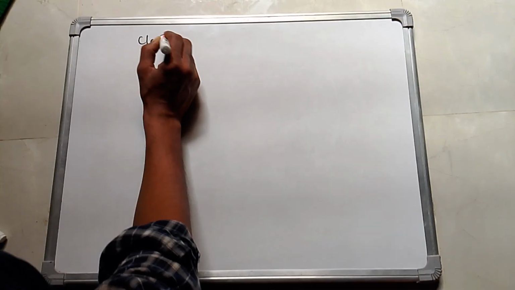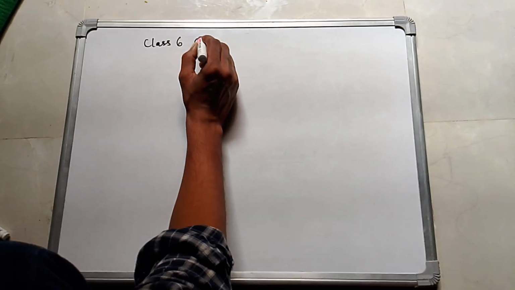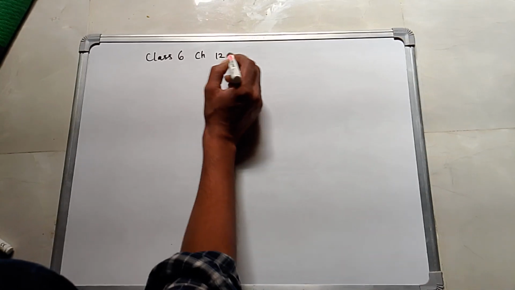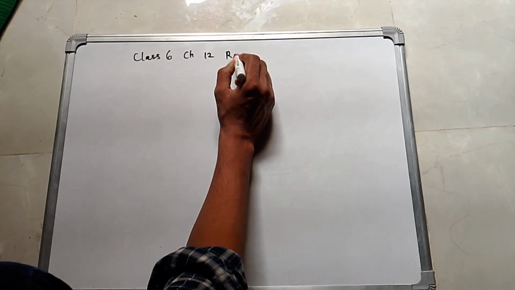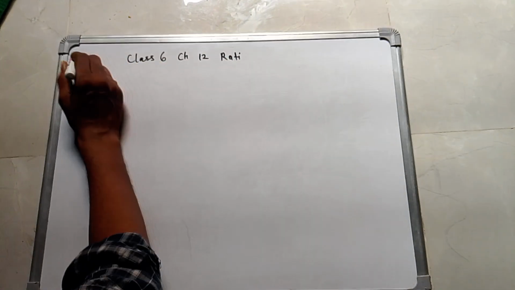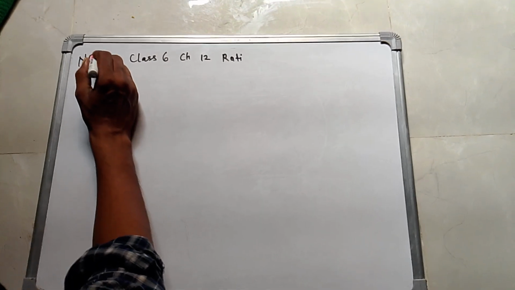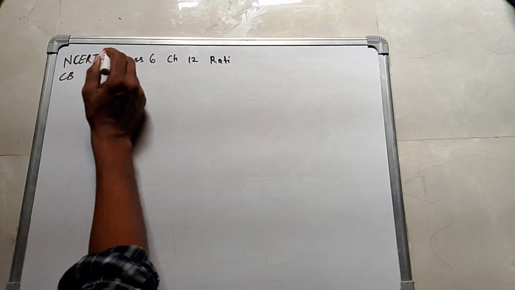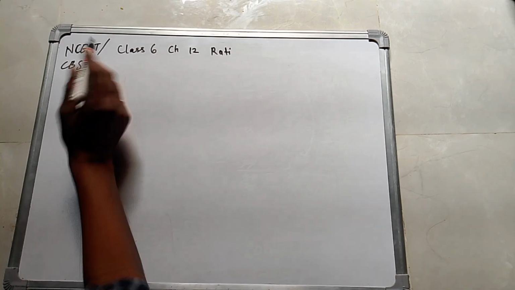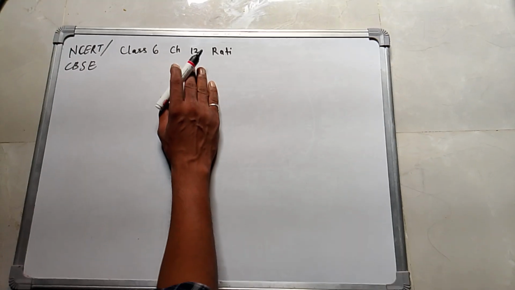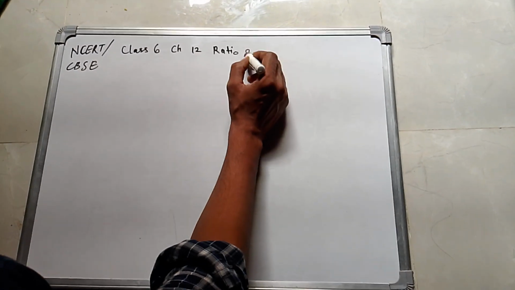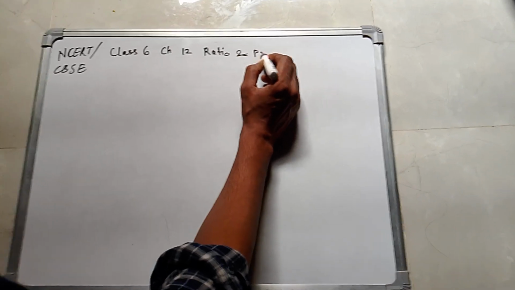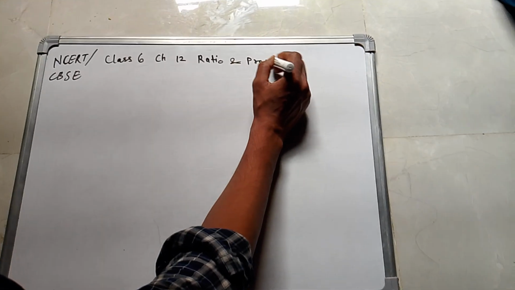Class 6, chapter 12, ratio. This book is NCERT or CBSE board. Class 6 chapter 12, ratio and proportion.